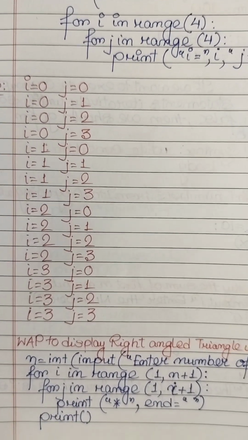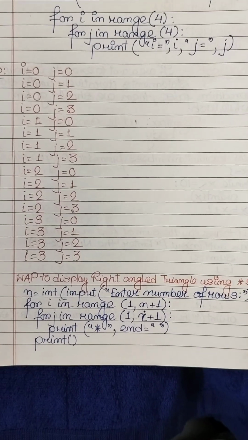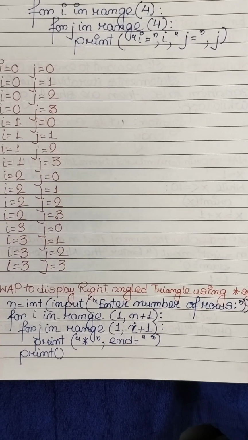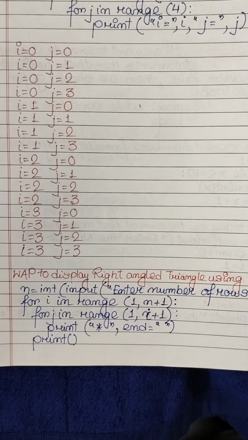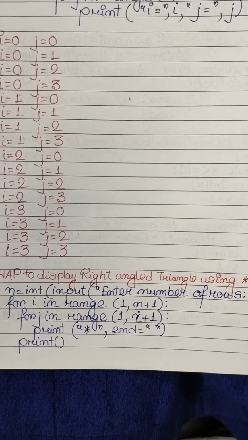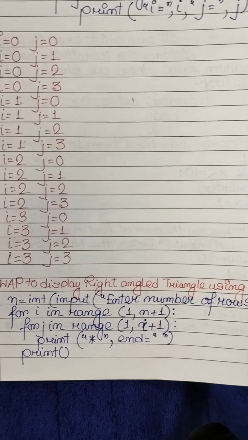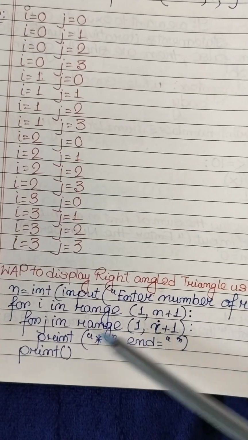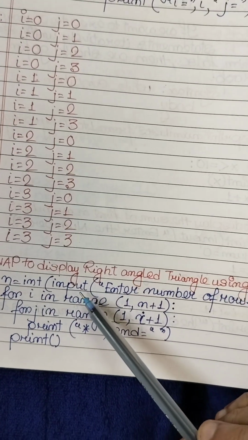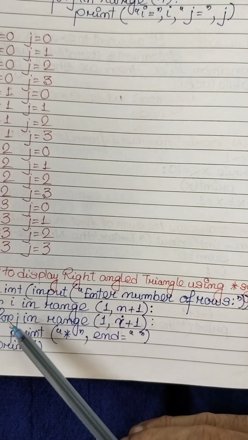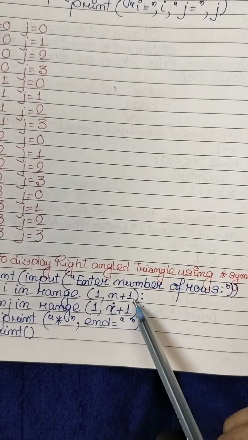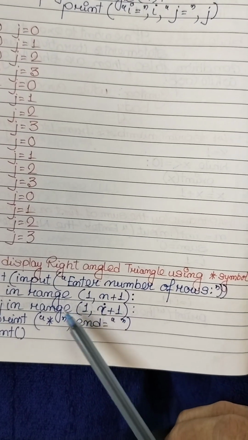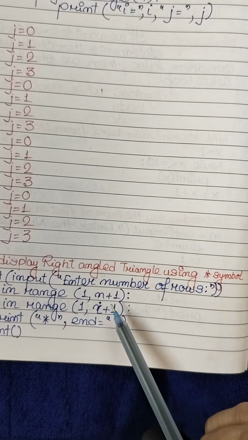Okay, so for today our last program is to display a right angle triangle using asterisk symbols. We are taking input as an integer variable, enter the number of rows. for i in range(1, n + 1): if we have taken 5, then 5 plus 1 is 6, so the i loop will run from 1 to 5.